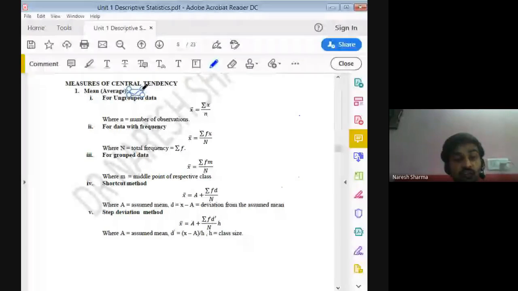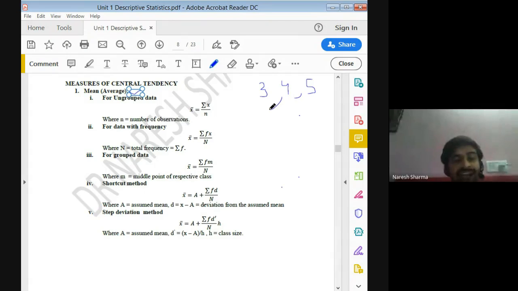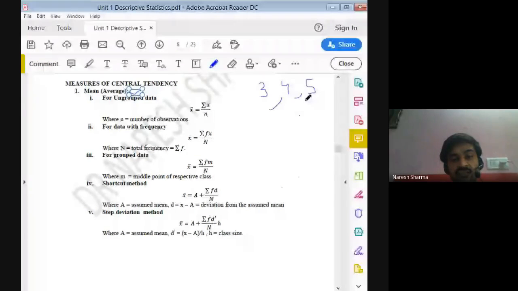If we have ungrouped data, like 3, 4, 5, so three quantities, in this case we have the formula. Just add all these three and divide by the number of quantities, the number of observations. So 3 plus 4 is 7, plus 5 is 12, and we divide this by 3. That is your mean, which is equal to 4, and we represent the mean by x bar.